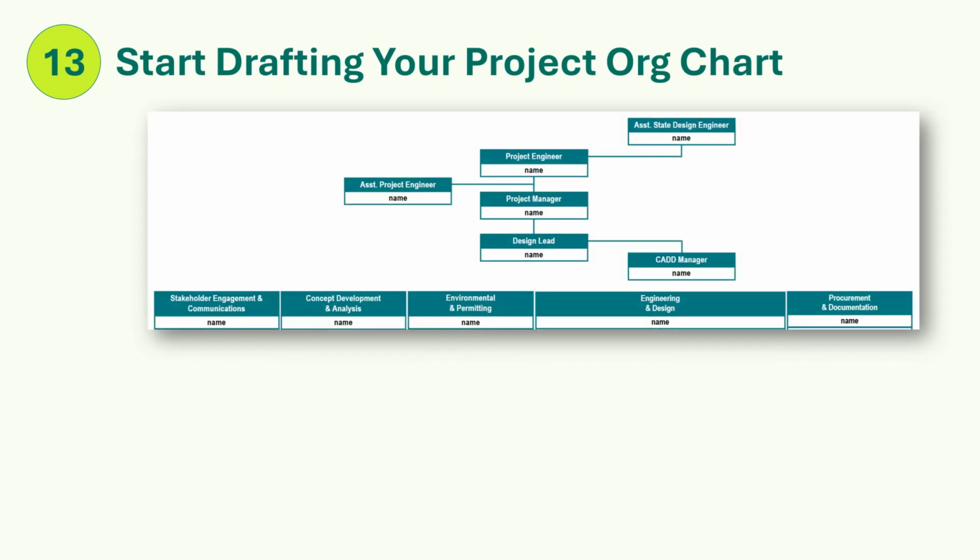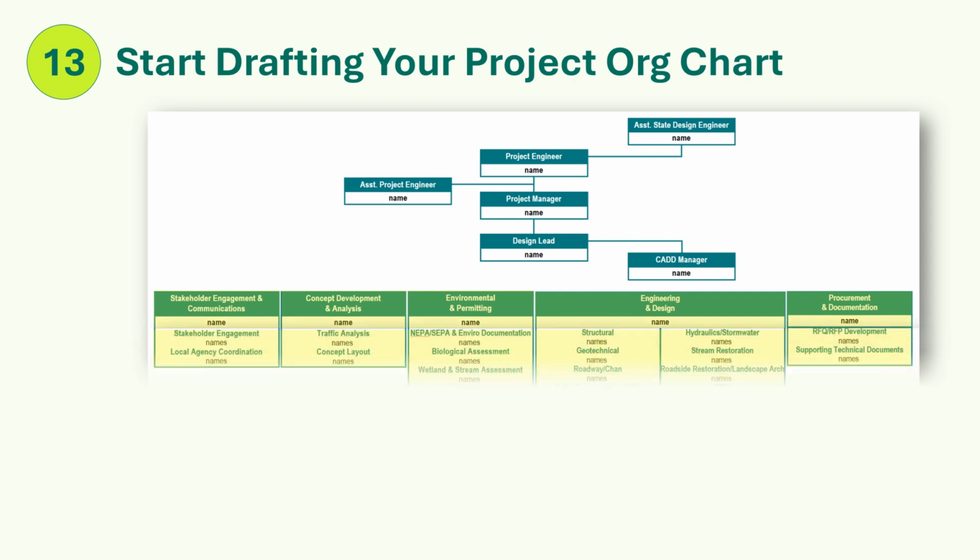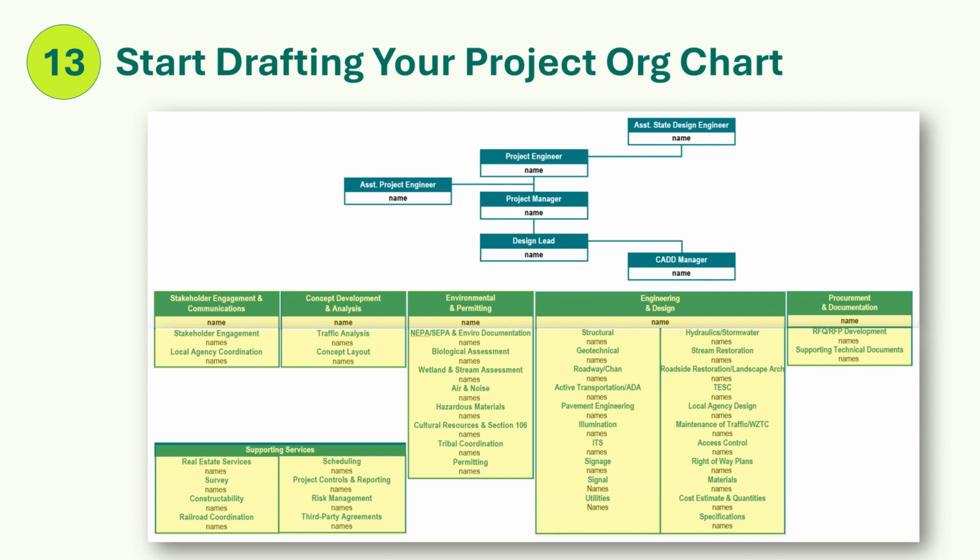Step 13. Start drafting your project org chart. Create the outline of your project org chart, including any consultants, if applicable, based on the team members you identified in the earlier steps. If you use one of the WSDOT templates available on the WSDOT PM Guide website, you can always add any additional discipline specialty groups that you suspect you might need and delete any that you know you will not need. You have the option to place only the lead contact for each discipline or populate as far down the org chart as you want to.